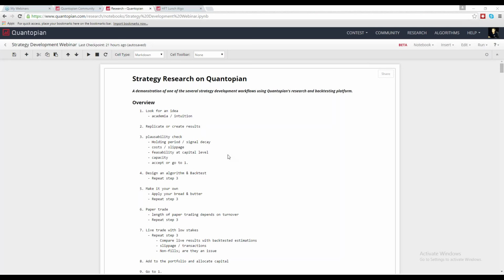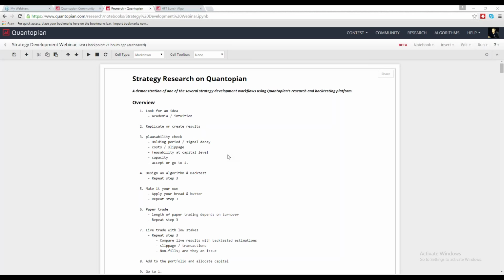And then next, you have to either go replicate the results from the paper or create your own results. And then comes three, and three shows up a lot. So you need to do your plausibility check. So it's like, okay, how realistic is this trading strategy? The things you're going to want to look at are like, how long do I have to hold each position for? How quickly does this signal decay? How much is it going to cost to implement?